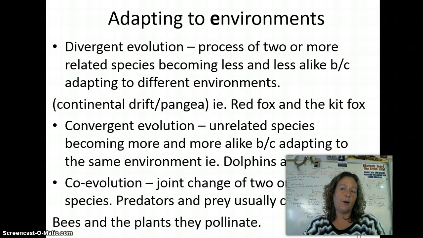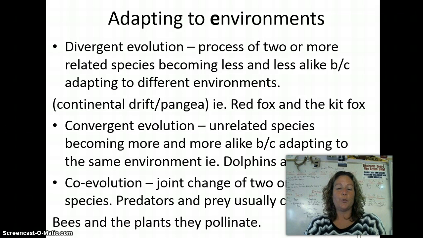Convergent evolution is when unrelated species look alike. You would think that they are related, but the reason they look alike is because they're living in the same type of environment. They are not closely related. Dolphins and sharks are both animals, so they're slightly related, but dolphins are mammals and sharks are chondrichthyes. So they're not very closely related at all, even though some people would say they are.